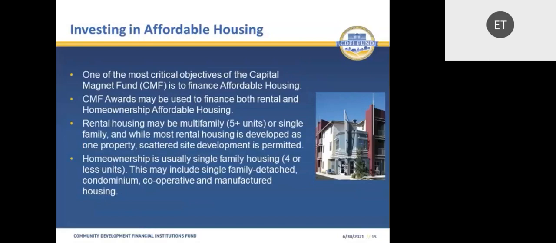When we're talking about capital magnet funds, the key to the program and one of the most critical objectives is to finance affordable housing. So you can use CMF to finance both rental and homeownership. Looking at the definition, rental housing is usually multifamily, 5 or more units, but it also can be single family. It can be scattered site development, even though most often rental housing is developed on one single site. Homeownership is usually single family housing, 4 or fewer units. And this may include single-family detached, condominiums, cooperatives, and manufactured housing.